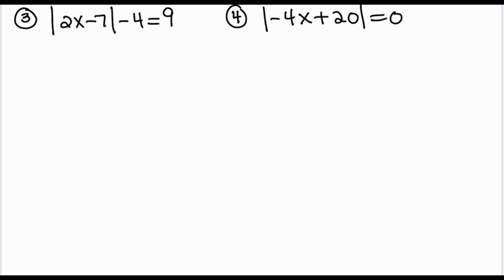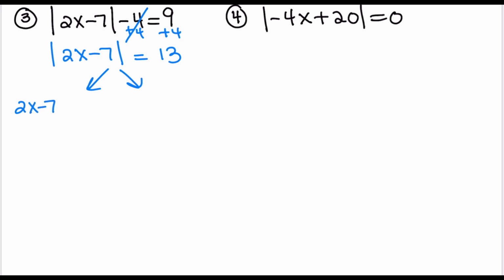On number 3, the first step, remember, is to isolate the absolute value. Here, I'm going to have to add 4 to both sides. So I get the absolute value of 2x minus 7 is equal to 13 because I'm adding 4 to both sides, so that cancels. So then, once the absolute value is isolated, I can go ahead and create 2 equations. The first equation is just going to say 2x minus 7 equals 13, but the second equation is going to say 2x minus 7 is equal to negative 13.